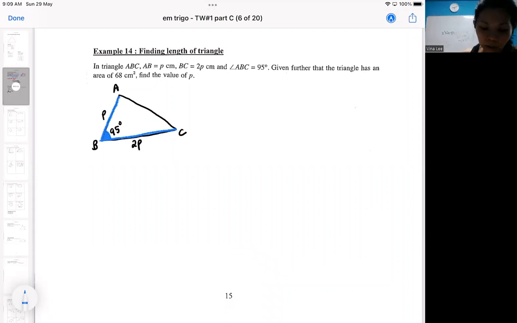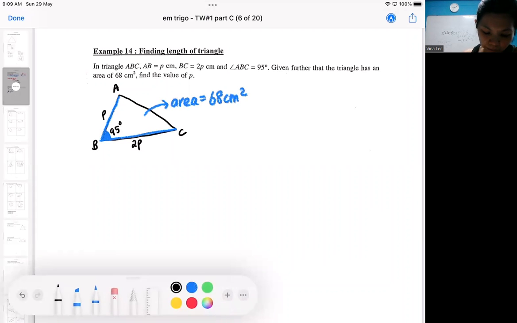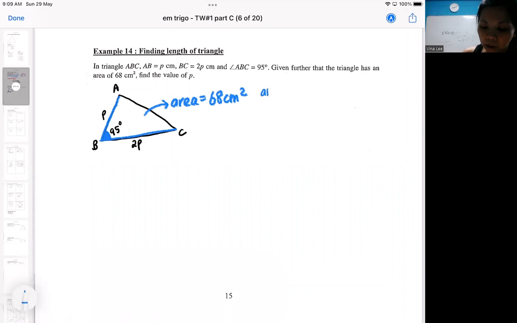If that is the included angle, I can make use of half AB sine C. So the area of the triangle will be half AB sine 95.